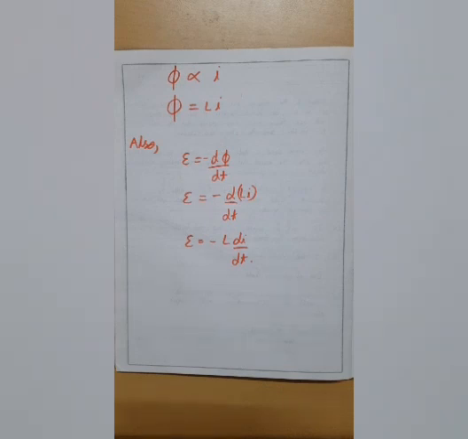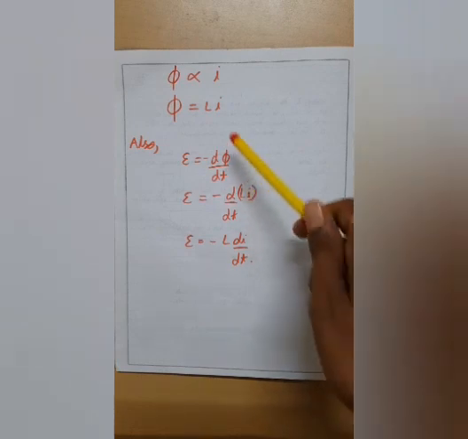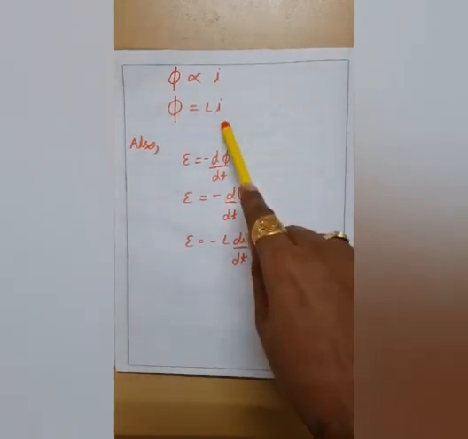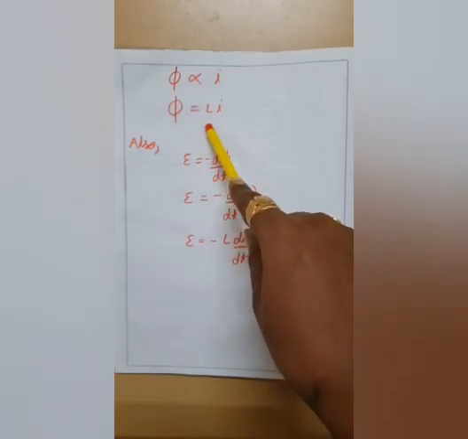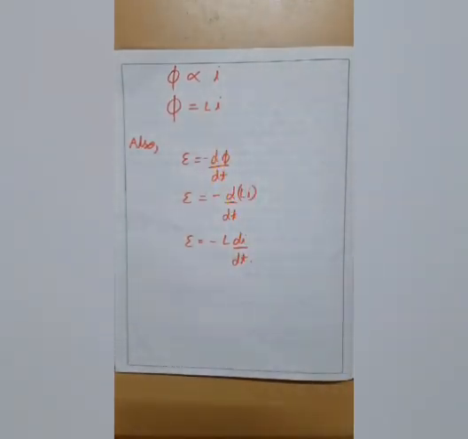As we already know, whenever we change flux, EMF is induced. So we can say that phi is directly proportional to I. When the proportionality sign is removed and we put an equal to sign, there is supposed to be a constant which we have to put over here. So we have put a constant L over here, which is also known as the coefficient of self induction.